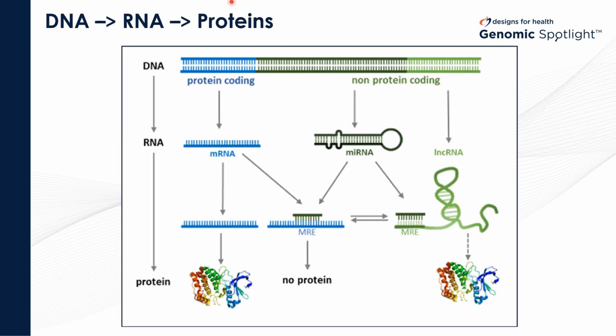Interestingly, protein coding genes make up a relatively small proportion of the total human genome, estimated to be somewhere in the 1 to 2% range. However, these regions are critical for the synthesis of all proteins necessary for the proper functioning of our body.